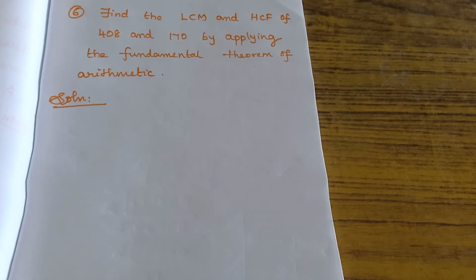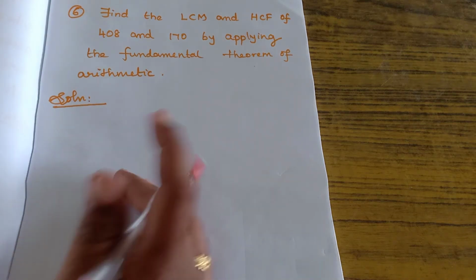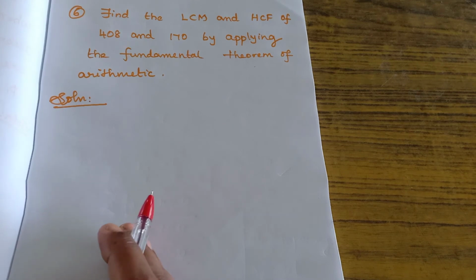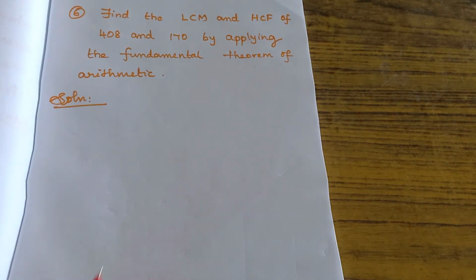Okay, dear students, listen. Question number 6. Find the LCM and HCF of 408 and 170 by applying the fundamental theorem of arithmetic. In this question, they specifically mentioned which concept we need to use: the fundamental theorem of arithmetic. So we need to do prime factorization. Whenever they ask for the fundamental theorem of arithmetic, you need to write the number as a product of powers of primes.